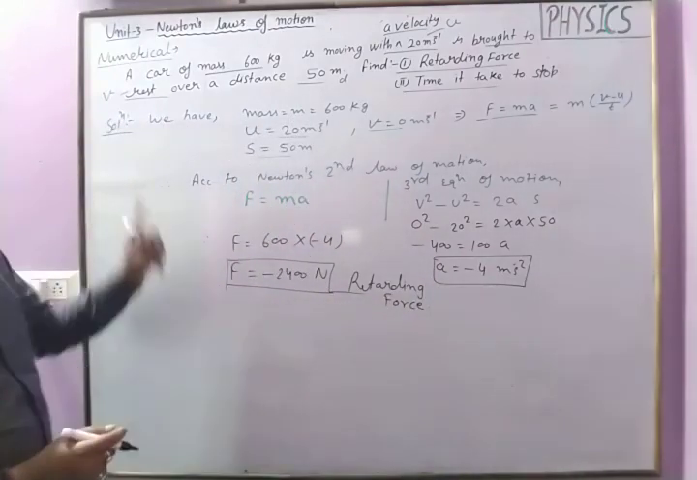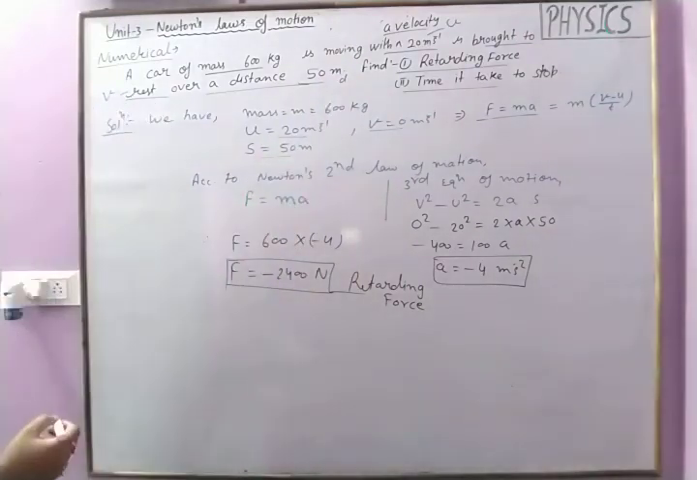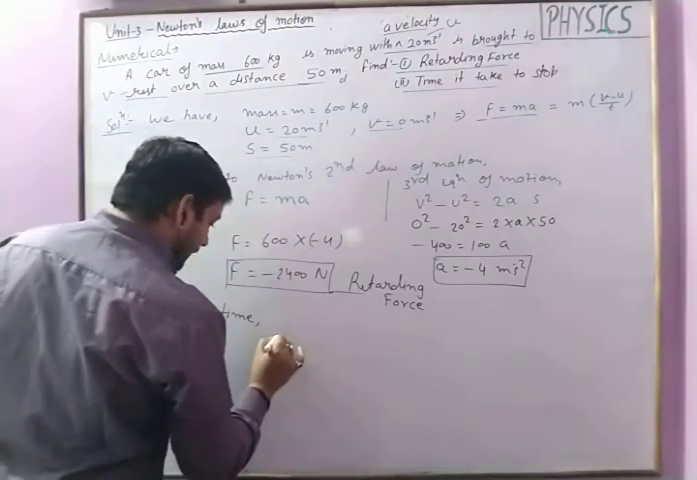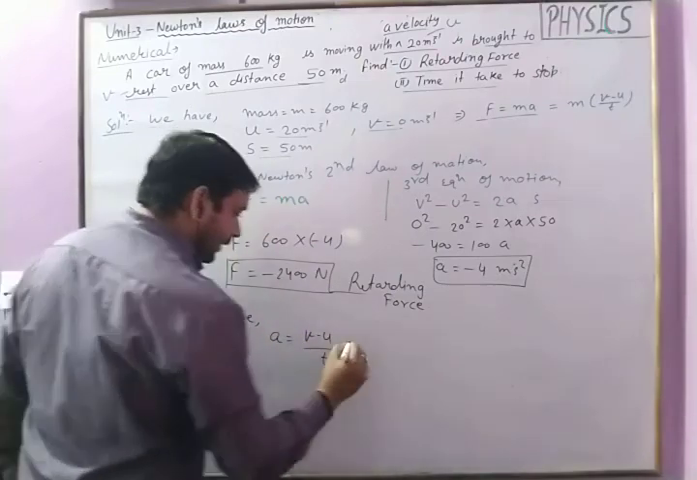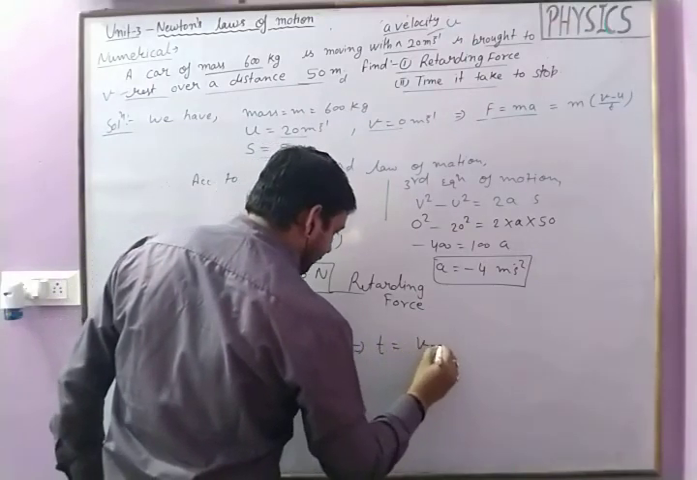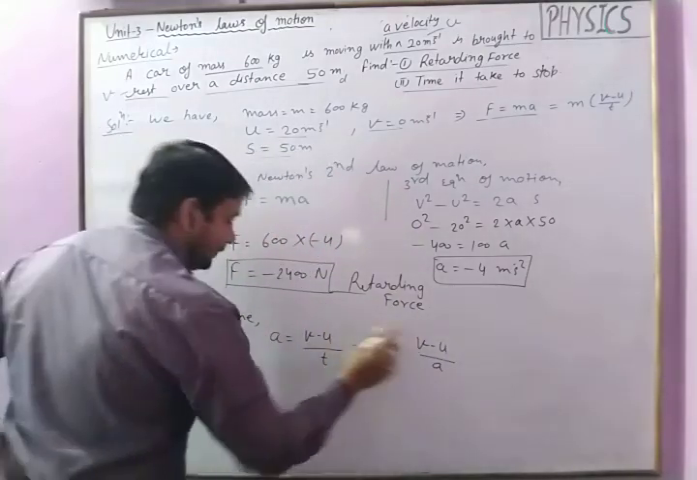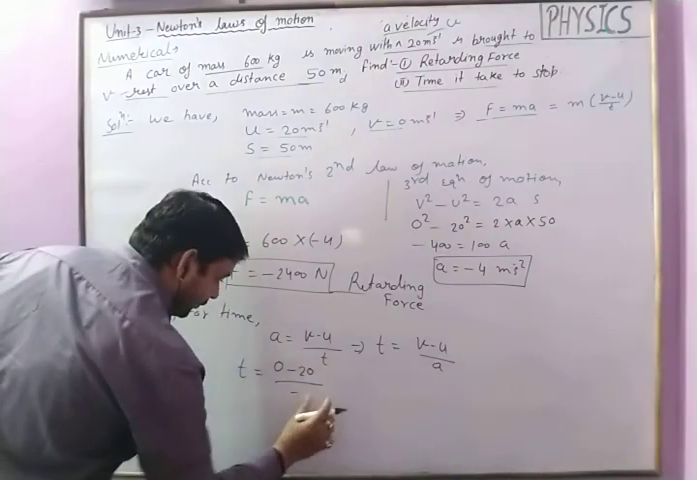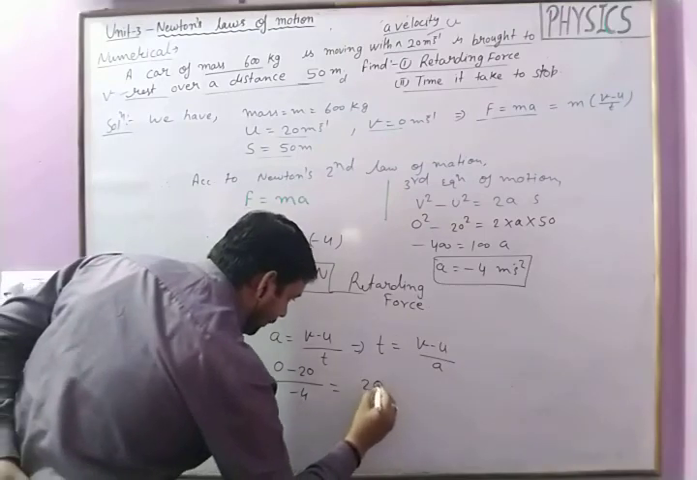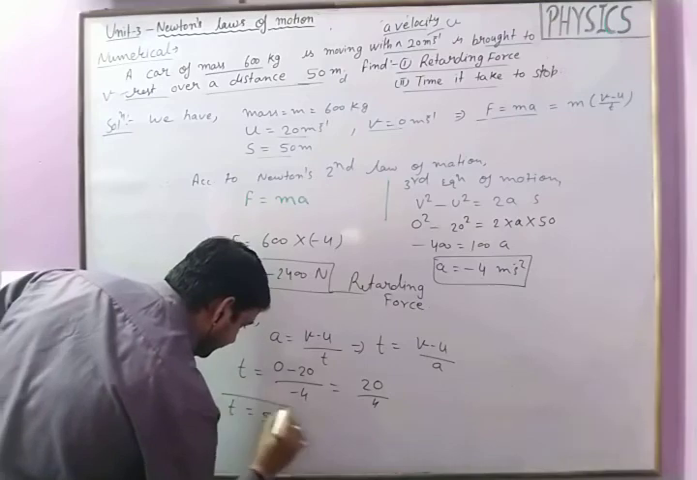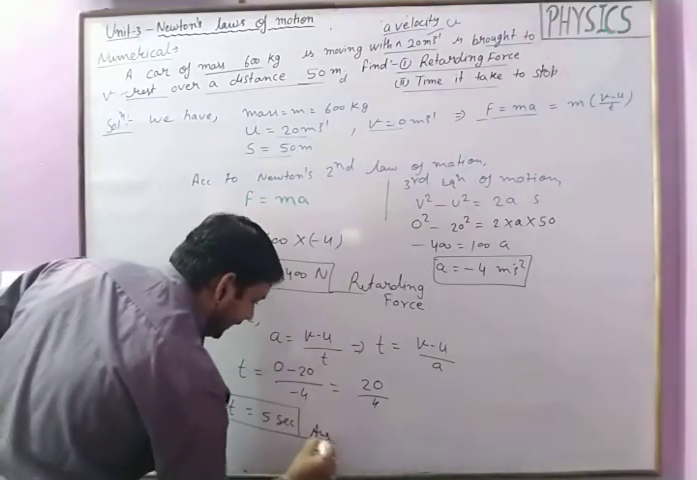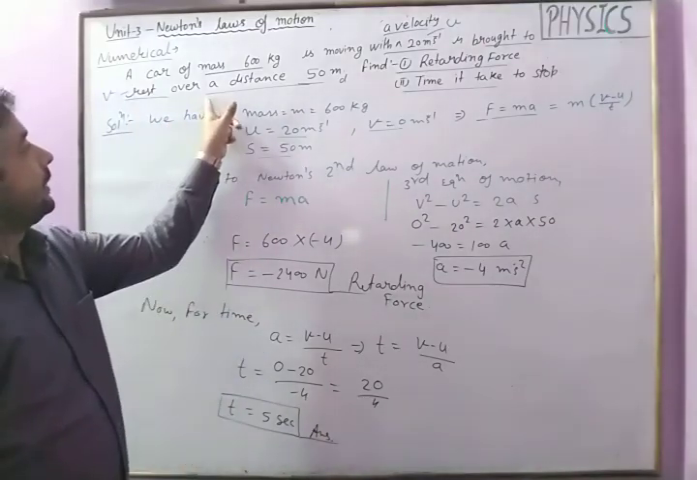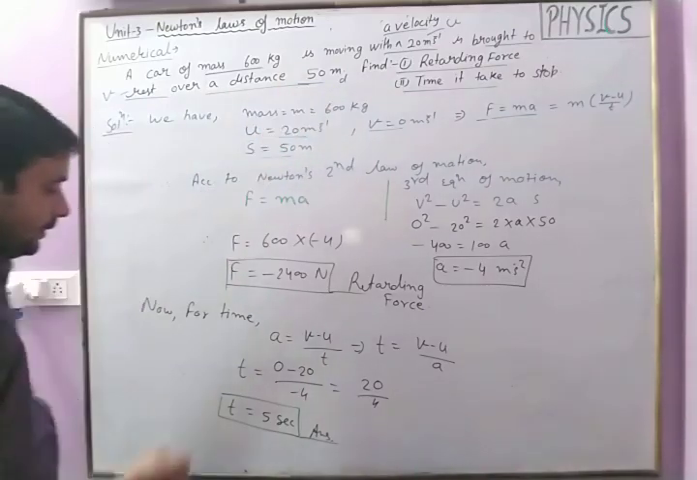This is the force which is required to stop the car over a distance of 50. Okay, now for time we have a is equal to (v minus u) upon t. So from here t is equal to (v minus u) upon a. Therefore v is 0, u is 20 and we have a is minus 4. Therefore we get 20 upon 4, which is 5 seconds. This is the final answer as asked in the question: after 5 seconds the car will stop after covering a distance of 50 meter. Okay, just copy this solution and thank you.